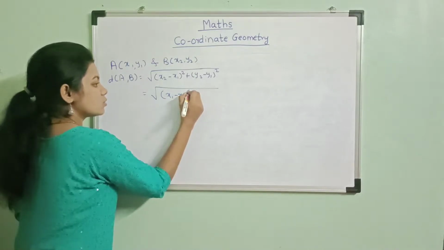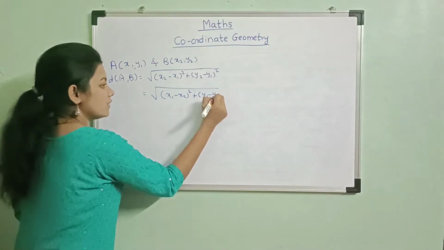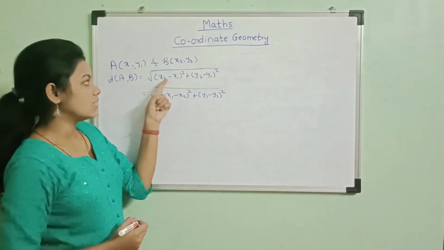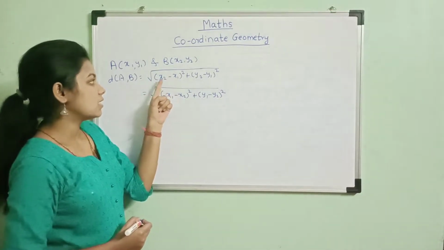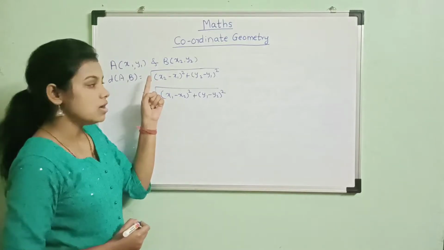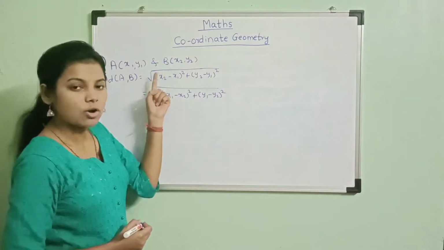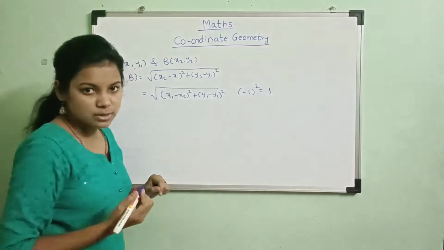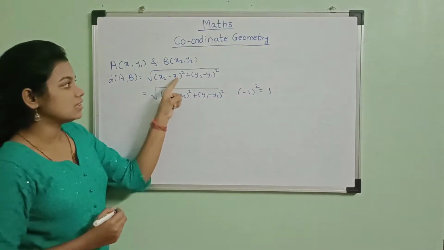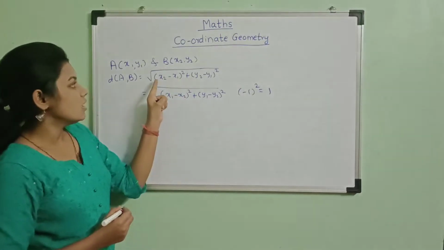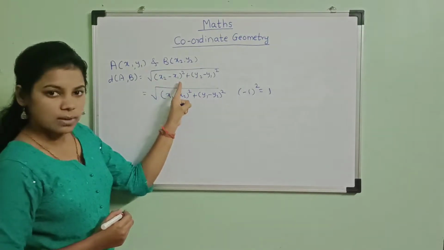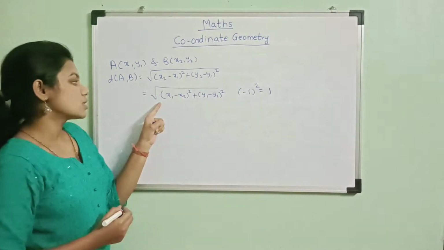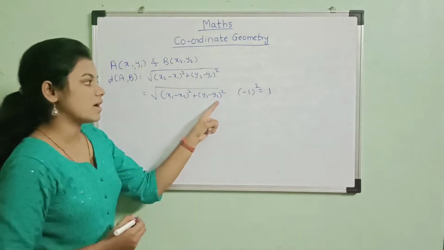We can also write this formula as (x1 minus x2) square plus (y1 minus y2) square. Just what we did here is take the minus sign common. If we take the minus sign common, it becomes (-1) square, and (-1) square is always positive. Hence we can represent this formula in two ways, as square root of (x2 minus x1) square plus (y2 minus y1) square, or square root of (x1 minus x2) square plus (y1 minus y2) square.